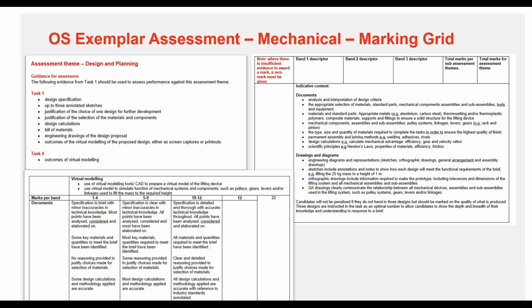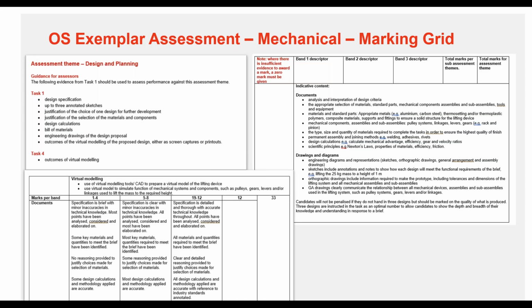But for example, in assessment, seeing design and planning, we tell you what you need to see as an assessor. So you need to have that evidence in front of you: design spec, annotated sketch, justifications, calculations, bill of materials, engineering drawing, and the outcome. And you also want the outcome of the virtual model as well. And then you will mark it per the mark bands.